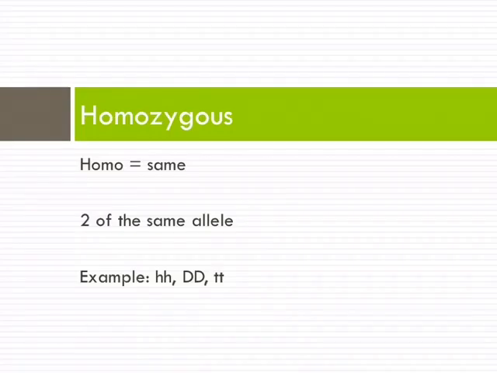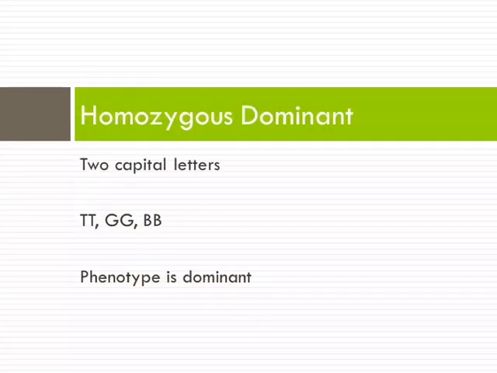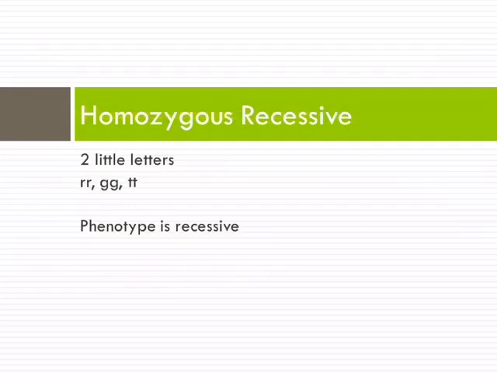All right, a couple more words. Homozygous means the same. So if someone's homozygous, it means they have two of the same allele. It could be two of the dominant allele or two of the recessive allele. So as you can see in the examples, they just have to be two of the same letter. Homozygous dominant means that they have two capital letters as their genotype. Their phenotype will be dominant. The opposite is homozygous recessive, which is two little letters, so they will have a recessive phenotype.